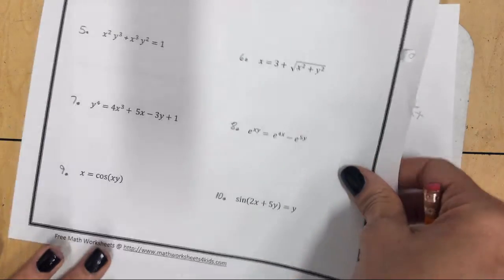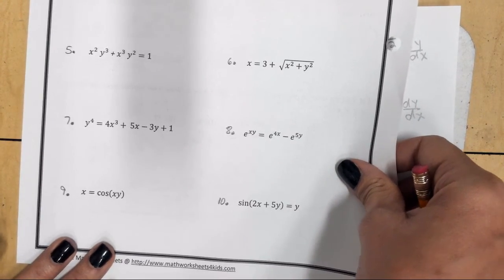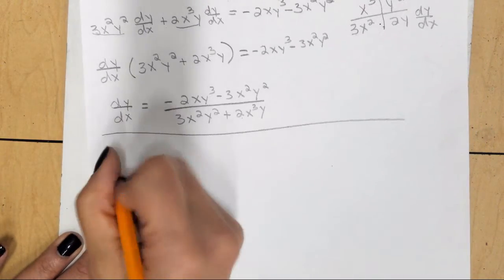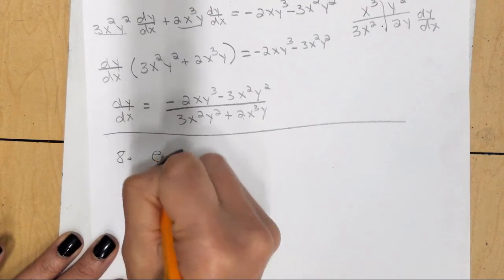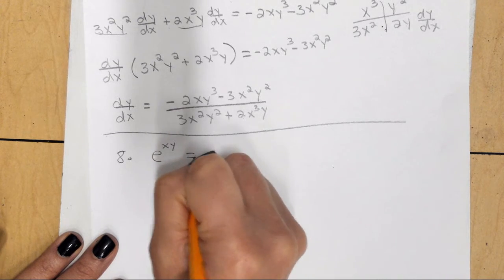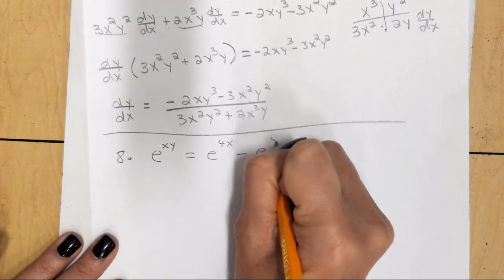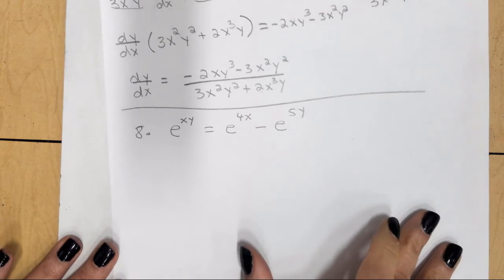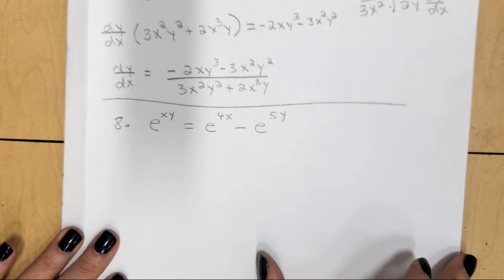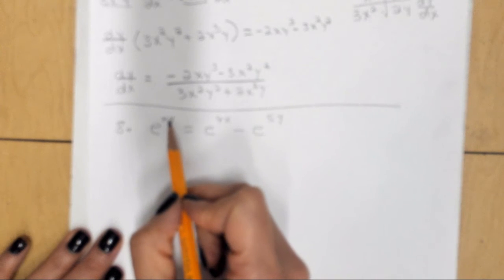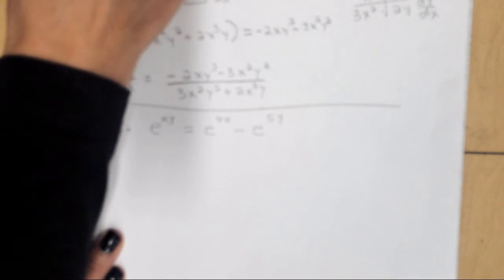So let's try number 8 with those e's. So number 8, I have e to the xy equals e to the 4x minus e to the 5y. All right, so again, let's see what we have here. Looks like we have a bunch of chain rules, right? Because I have e to the something, and this something is more than just x. Why does this keep going out of focus?